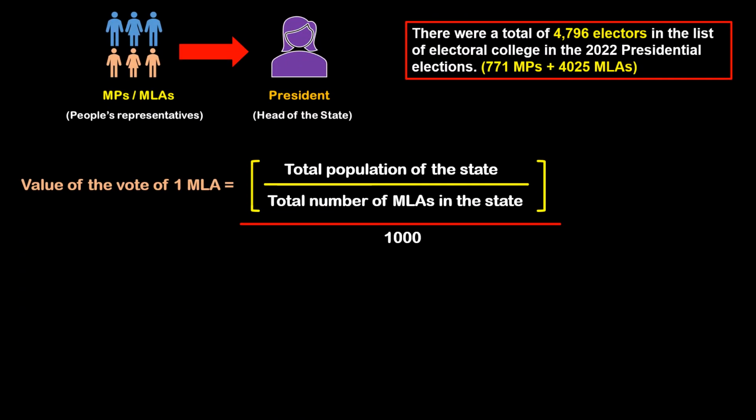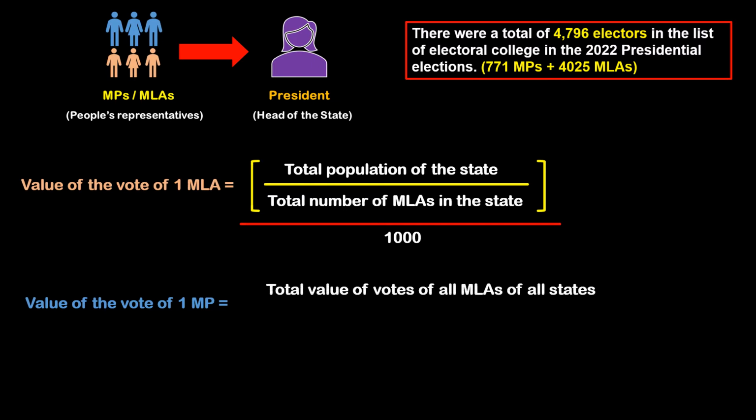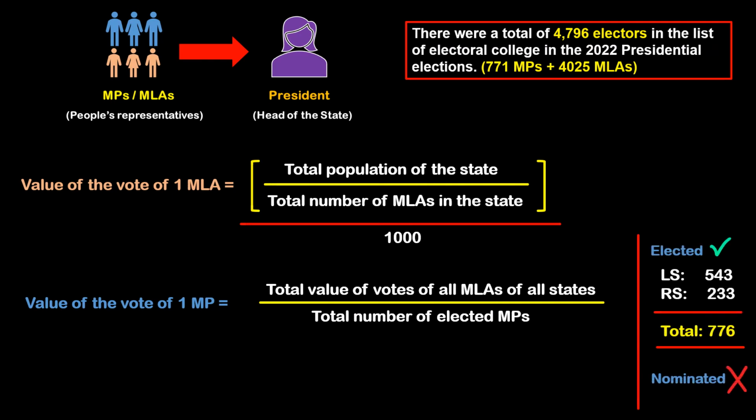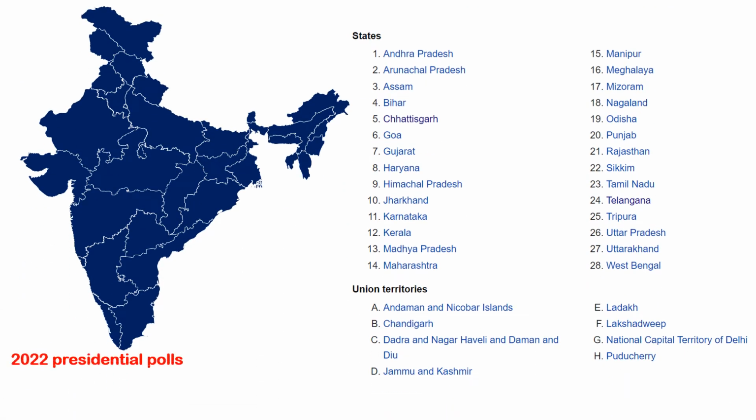To achieve parity between the union and all the states, we take the value of the vote of an MP equal to the total value of votes of all MLAs in the country divided by the total number of elected MPs. The nominated members of both the houses of the parliament do not participate in the presidential elections. Putting in the values, we get the value of the vote of an MP equal to the round-off value of 700. Multiplying this value with the total elected seats in both the houses, we get the total value of votes of all MPs in the country to be over 5.4 lakhs.